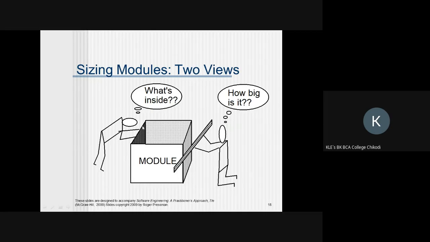Yeah, sizing modules. Here, sizing modules. That is a module. That's here some of the things inside architecturally, structurally they are hidden for each and every module. As well as if a module is very big, then it is becoming very difficult to understand also. Okay, therefore, that is what is there inside.